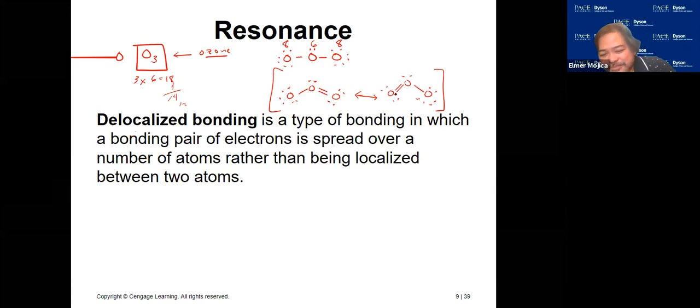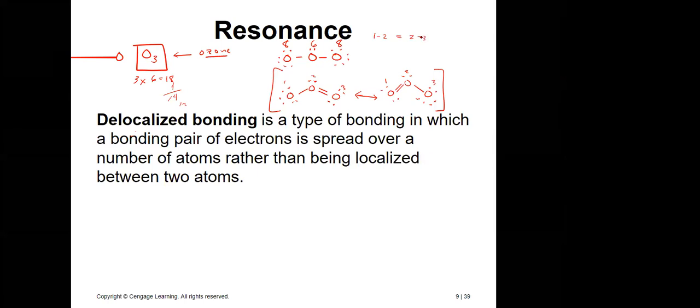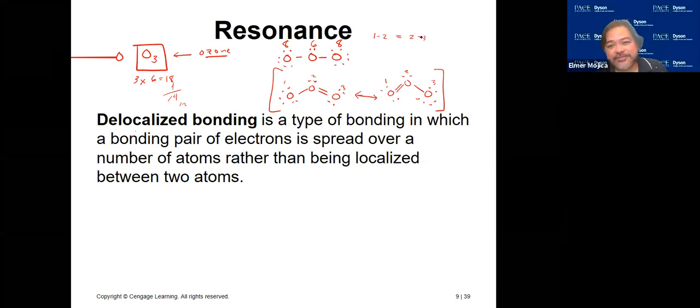Why did they say so? They found out the distance between, let's say, if we're going to number this oxygen, so this is 1, 2, 3. They found out that the distance of 1 to 2 is equal to 2 to 3. So how did they explain that the distance is equivalent? When they looked at the bond length of each of them, they found out that they are the same.